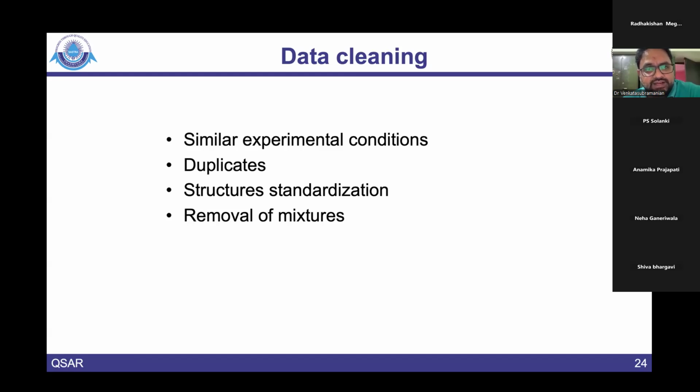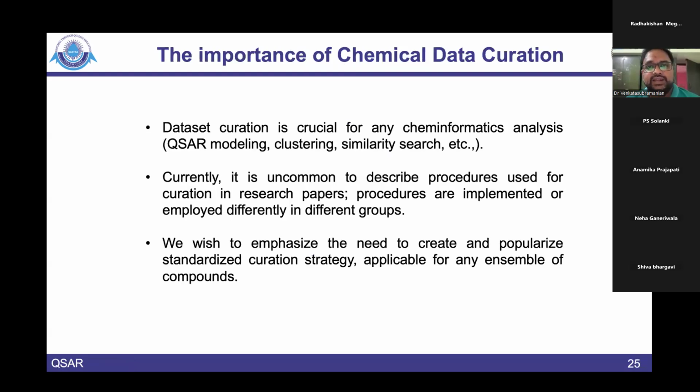And then structure standardization means that you need to have all structures in the same orientation, and that would automatically handle the same structures being measured twice and so on. And obviously mixtures: you have multiple ligands, the experimental conditions might have more than one ligand or other impurities present. So all these things need to be taken care of.